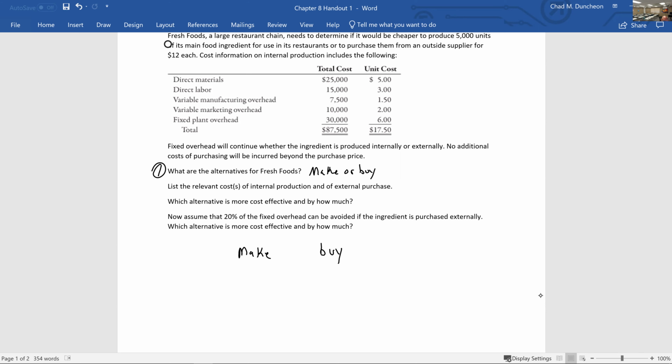All right, so if we are going to make this product, let's look at our direct materials. It is going to cost us $25,000. We get this from right there: the $5 per unit times the 5,000 units. I'm going to put parentheses here, 5, and that's just the unit cost. Buy, nothing. For direct labor, it's going to cost us $15,000 if we make it, or $3 per unit. If we buy, nothing.